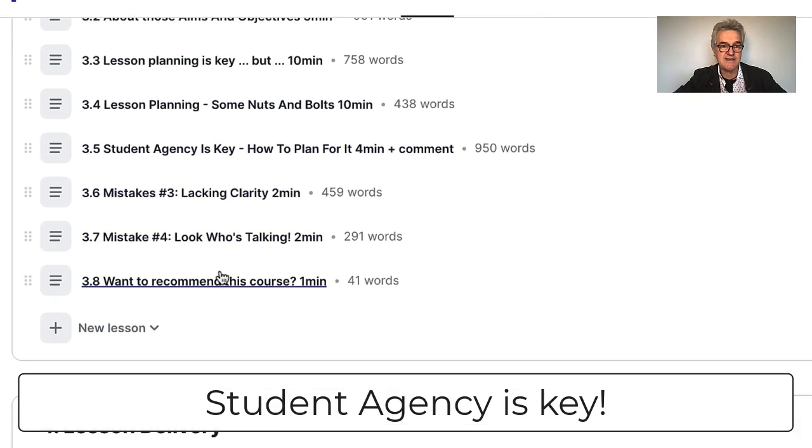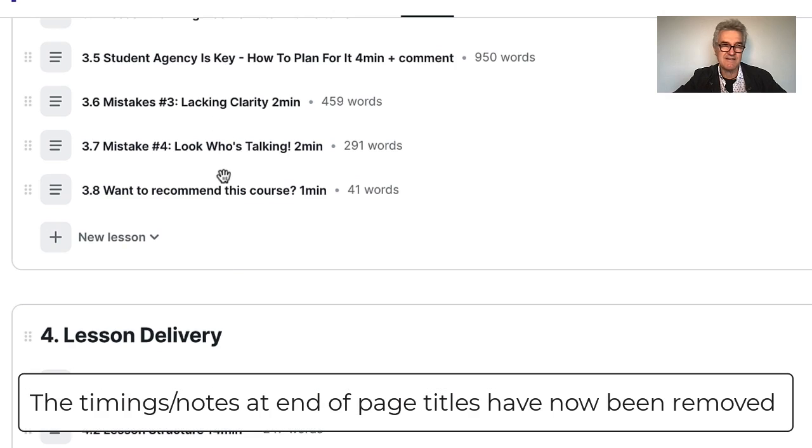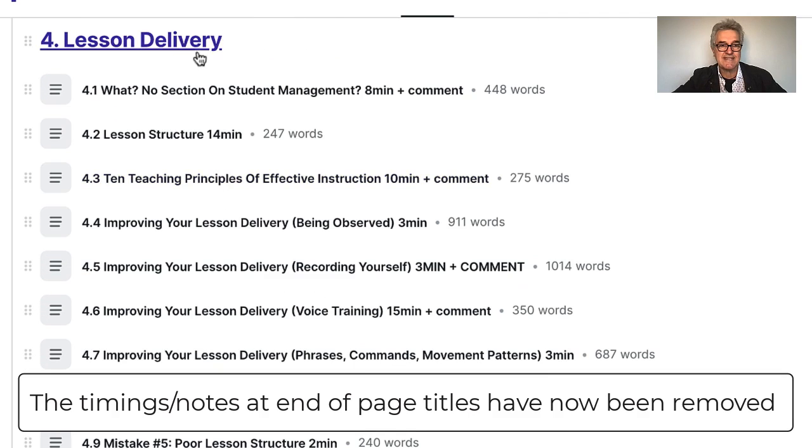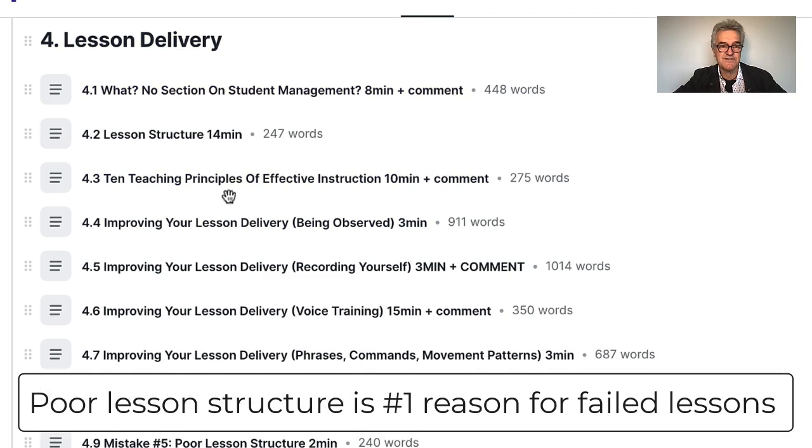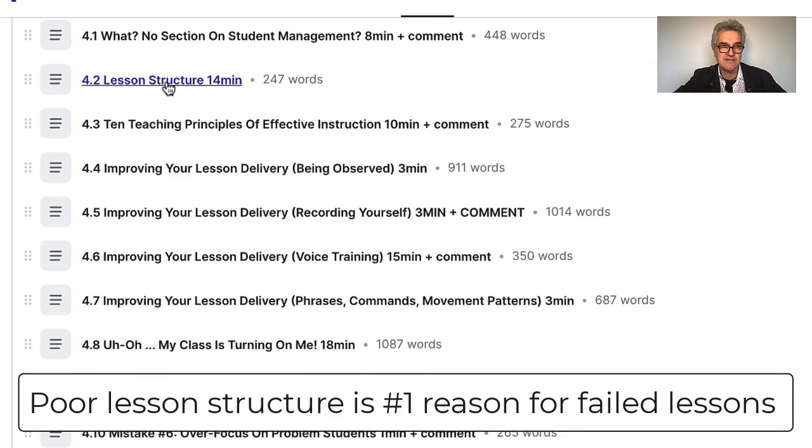Some more mistakes here. All of these mistakes, you can read them and think, well, that's a pretty simple mistake, but to turn it around it brings a significant result. Number 4, lesson delivery. Now, this one here, wait, what? There's no section on student management? Well, that's because everything in here really leads towards student management or lays a foundation for student management. Lesson structure or poor lesson structure is probably the number one cause of problems in the classroom.